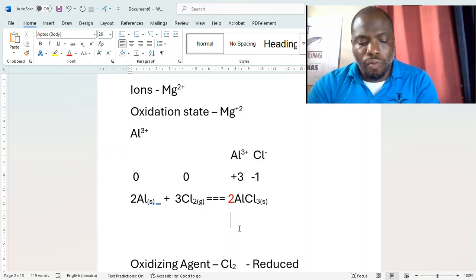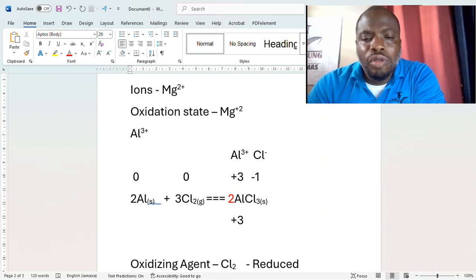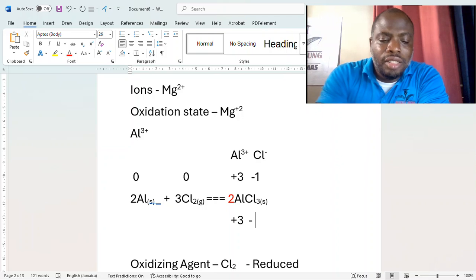We should recognize something. If we're not seeing a subscript, we know that it is 1 aluminum. So 1 times a +3 is a +3. Now, for the oxidation state, all you're doing is multiplying by the amount of atoms that you have. It's -1, because each of the chlorine is -1, and you have 3 of them. The oxidation state in total would be a -3.